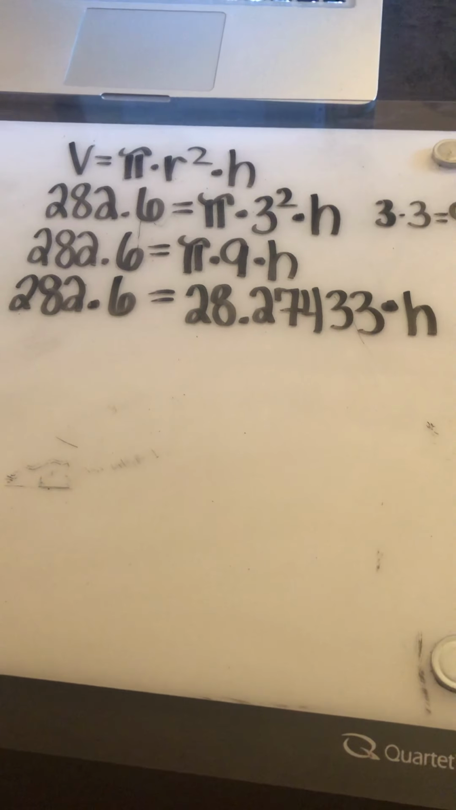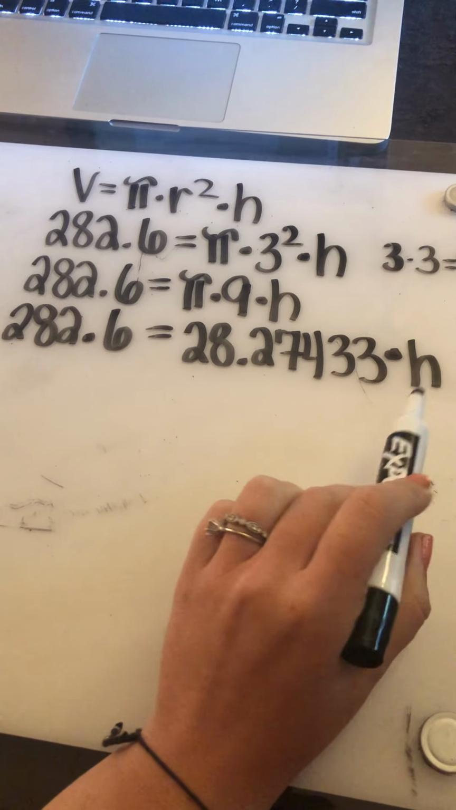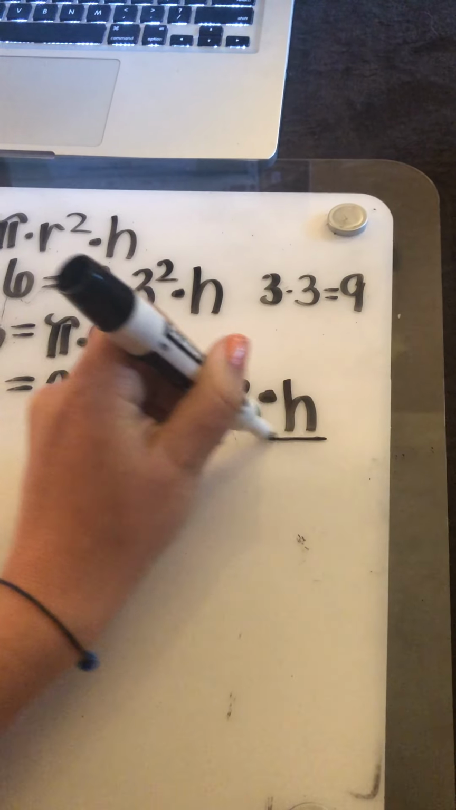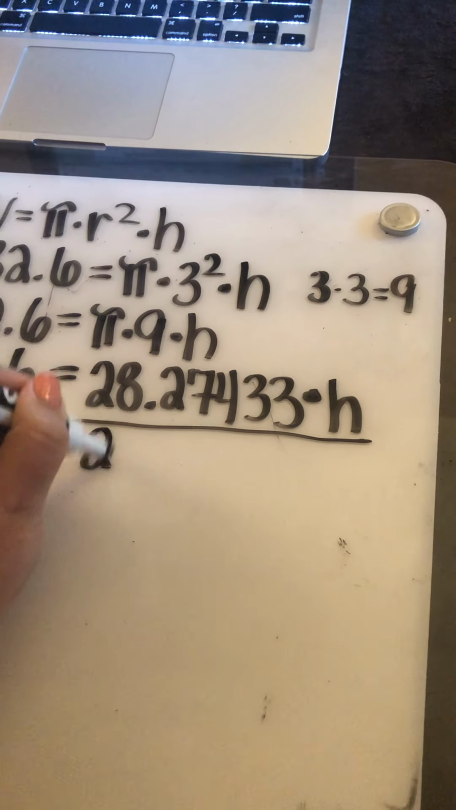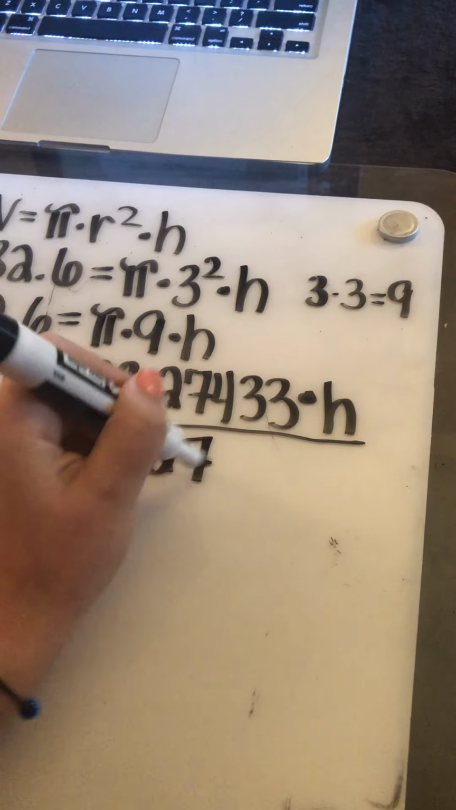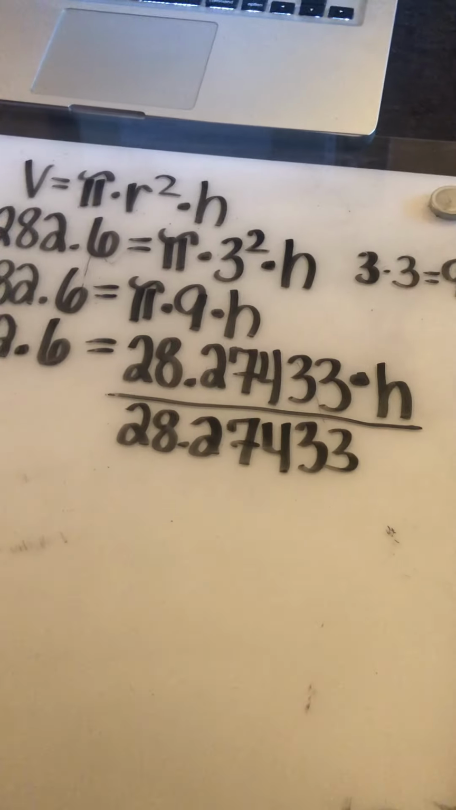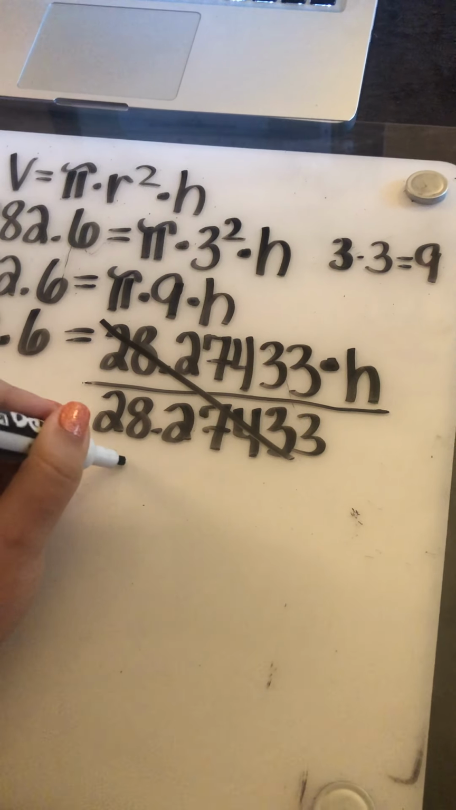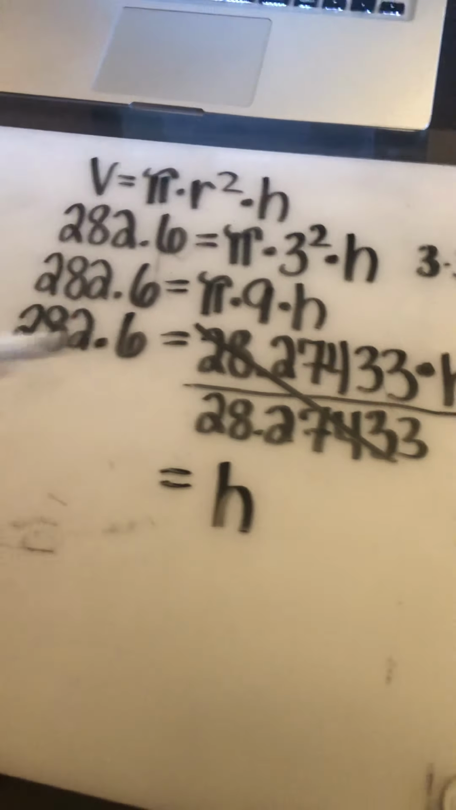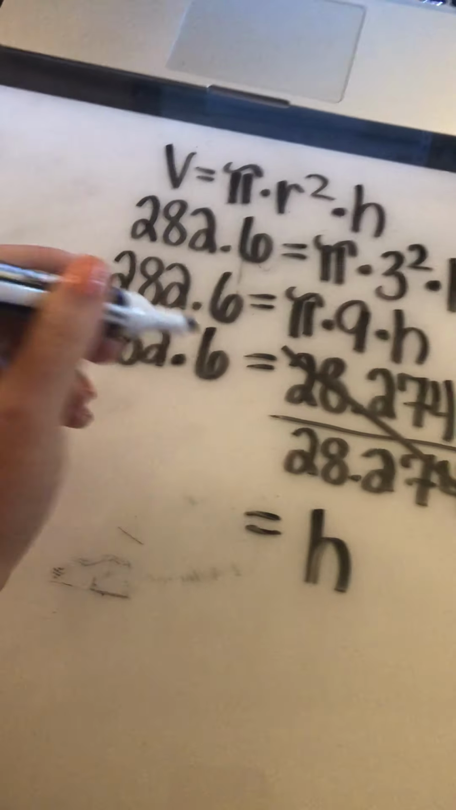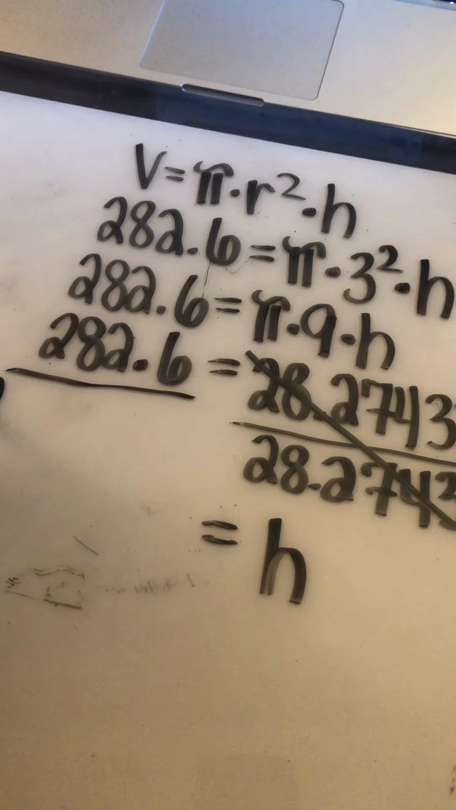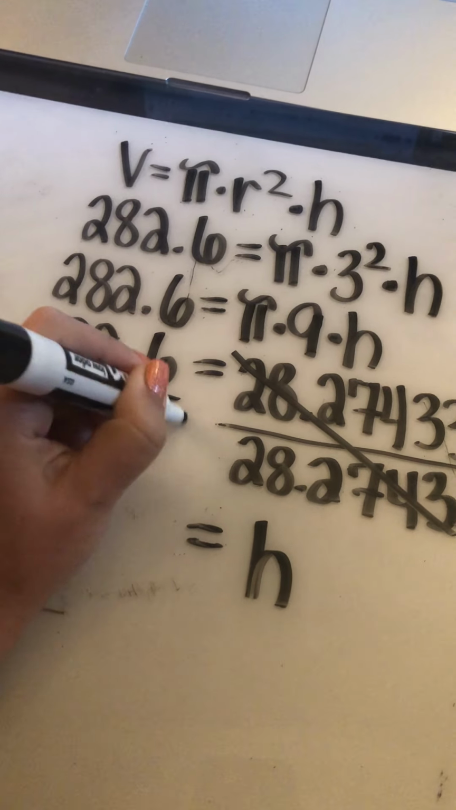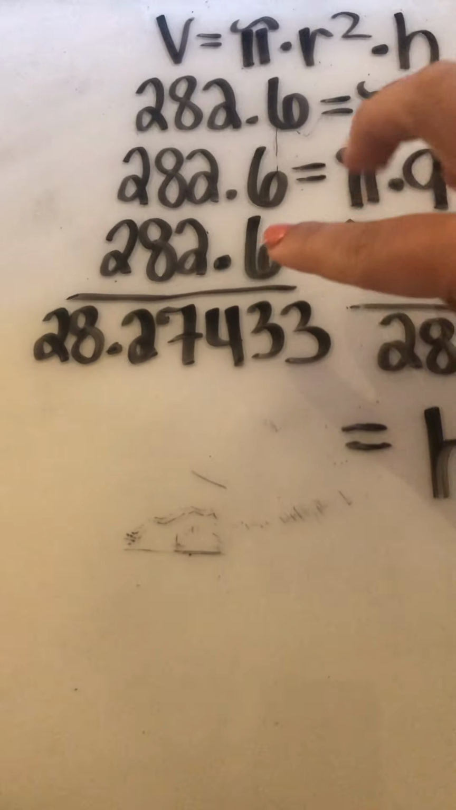All right, so now we have this. And all we need to do to isolate h now is divide, because the inverse of multiplication is division. So we're going to divide by this very long number, 28.27433. On the right side, these are going to cancel because anything over itself cancels out. So I'll be left with h equals, and then since we divided by this number on the right, we have to divide by this number on the left. So we do 282.6 divided by 28.27433.